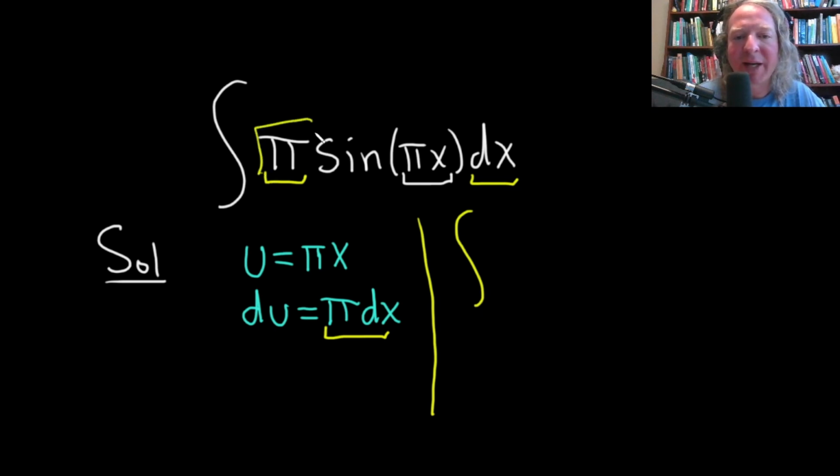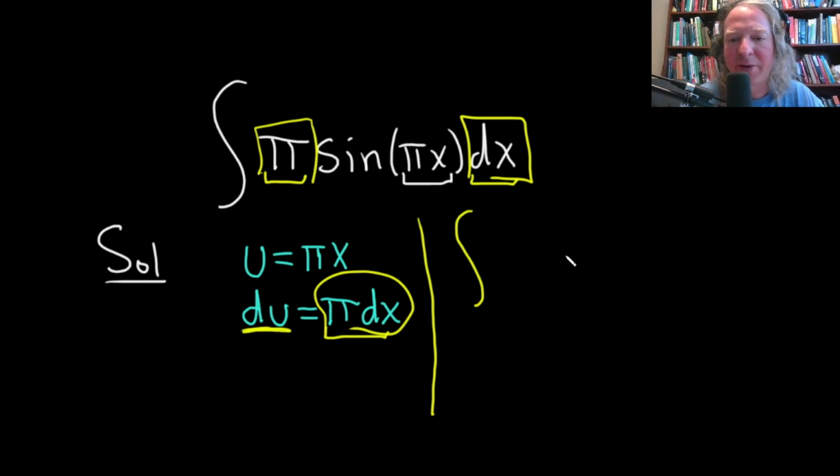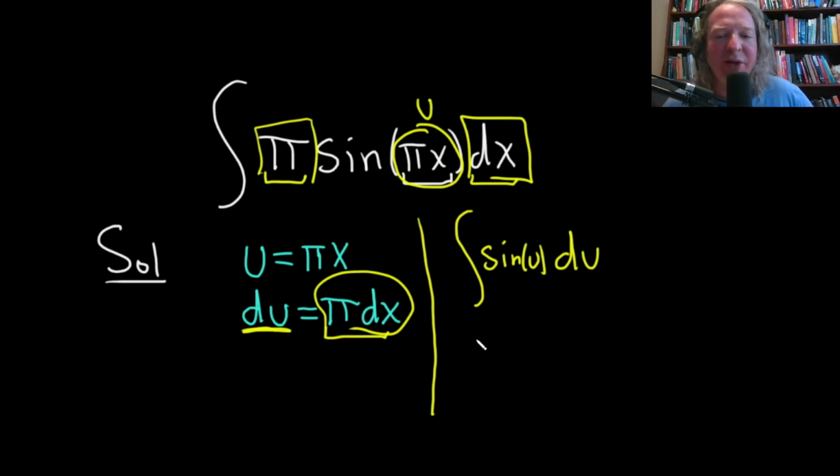So let's replace the pi dx. That's just going to be du. So I'll put it over here. And then we have sine of u, right? Because this piece here is our u. And now when you're integrating sine, the way I do it is I try to think backwards. What's a function whose derivative is going to give you sine? Well, the derivative of cosine is negative sine. So this is going to be a negative cosine of u plus our constant of integration, capital C.